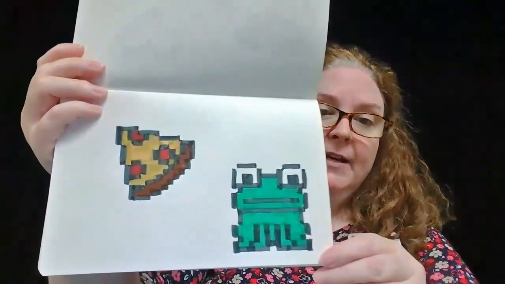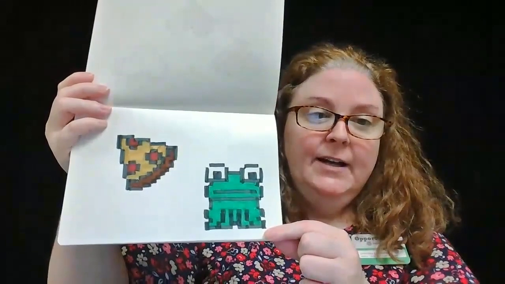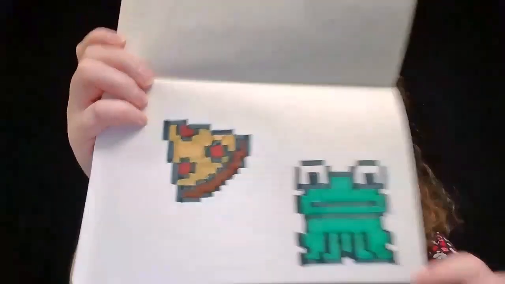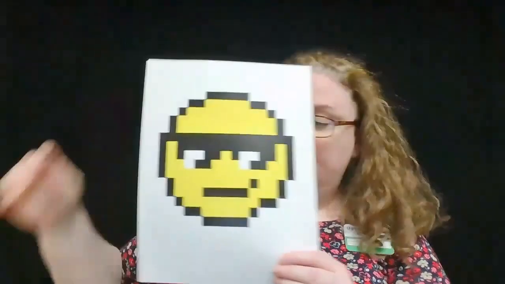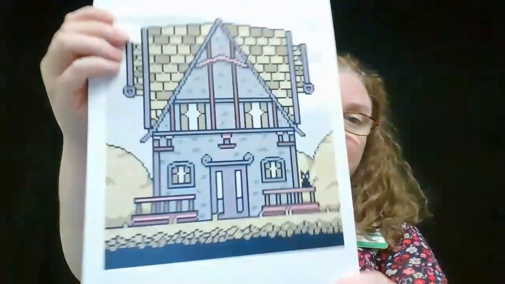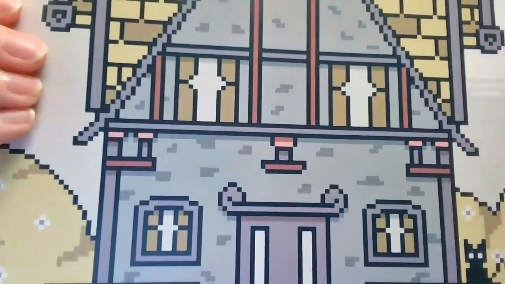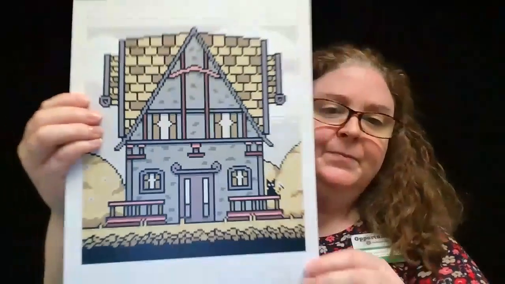Some images are simple and some are more complex. So here is a slice of pizza and a little froggy that I drew. And so the possibilities are endless. You can make as many pictures as you like with just some simple graph paper. So your pictures can be simple, like our emoji friend here, or highly detailed, like this picture of a house. And if you look really closely, you can see the edges are made up of squares. And so that is a pixel house.